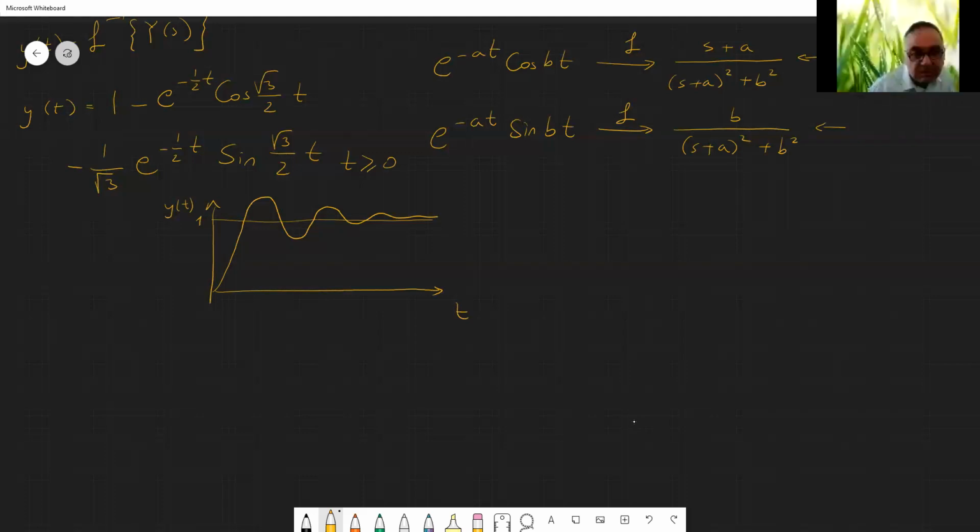Hocam, why did it stabilize at 1? The reason being, there are 3 functions here. One is 1, okay? The second and the third one are exponential decays. These terms go to 0 as t increases. Exponential decays go to 0. Eventually, the response settles at y equals 1. As time increases, the response goes to 1. That's why. Okay, thank you hocam.